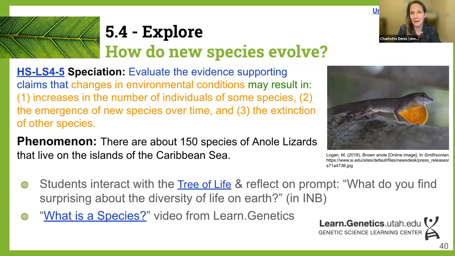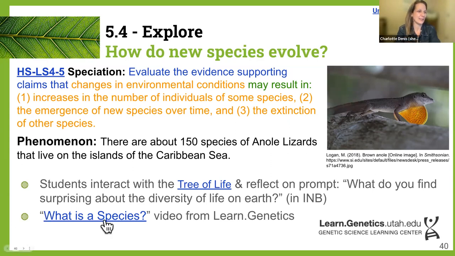And I almost fell out of my chair, because that same week I had taught this lesson about the lizard dewlap. And so whenever I teach this lesson, it reminds me of my friend who I visited. So I love this lesson.